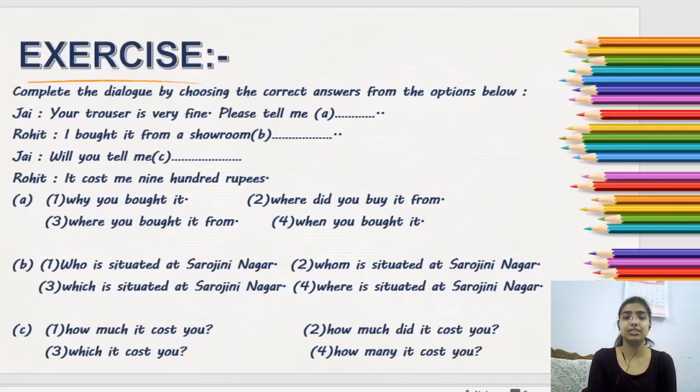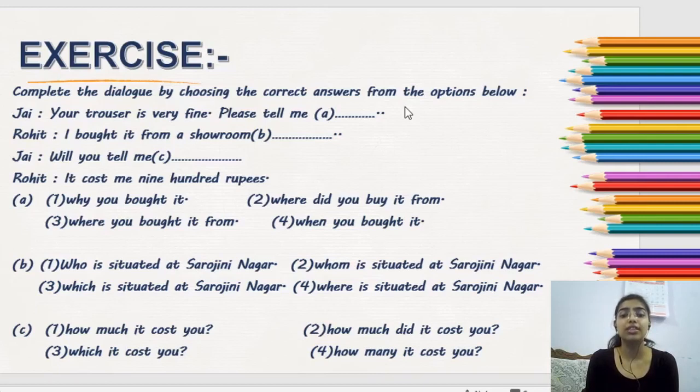Now we are going to discuss an exercise here. Complete the dialogue by choosing the correct answers from the options below. Jay, your trouser is very fine. Please tell me: why you bought it, where did you buy it from, where you bought it from, or when you bought it? Think. What can be the possible answer for this one? The correct answer is where you bought it from.